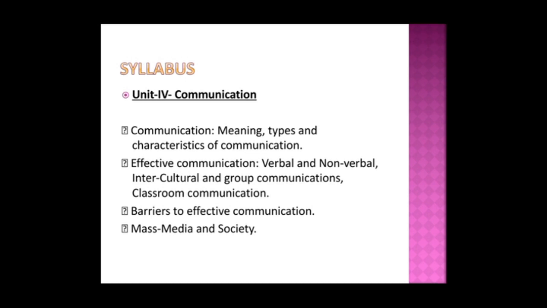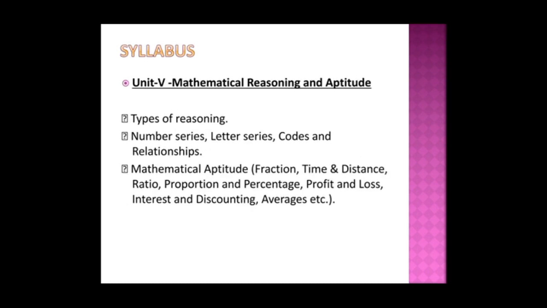Okay, and the next unit is communication. What is communication? There is the meaning of communication, types of communication, characteristics of communication, and effective communication: verbal and non-verbal, intercultural and group communication, classroom communication. These are the different kinds of communication. We will see barriers to effective communication, mass media and society, because at the teaching level or research level, communication is very important. Whatever the field, communication nowadays is very important, online or offline. So we will see the different topics under communication also.